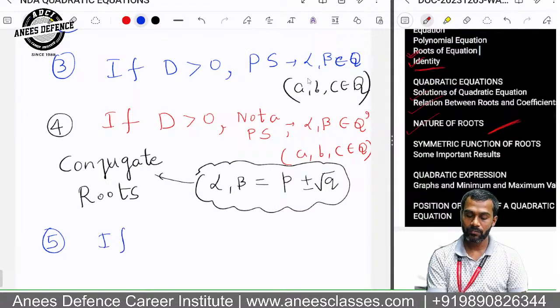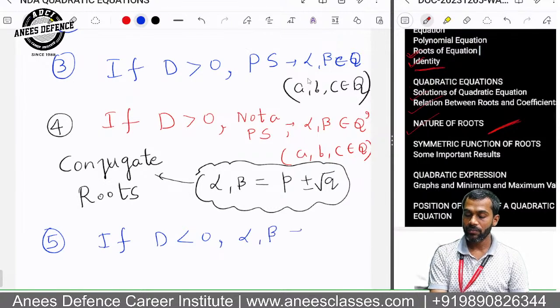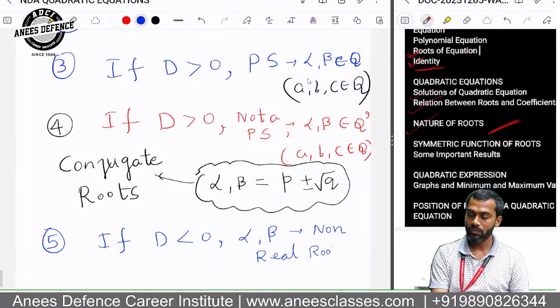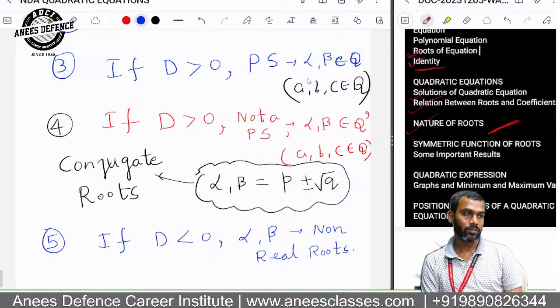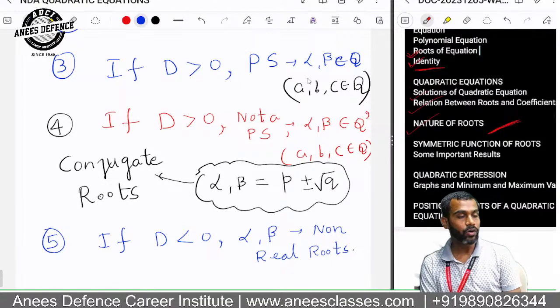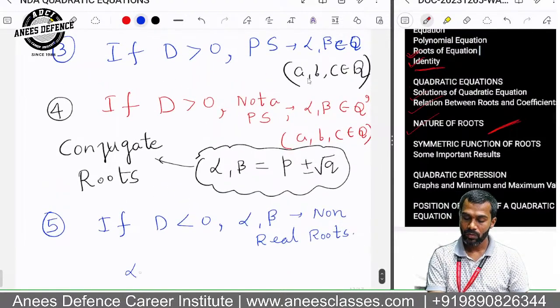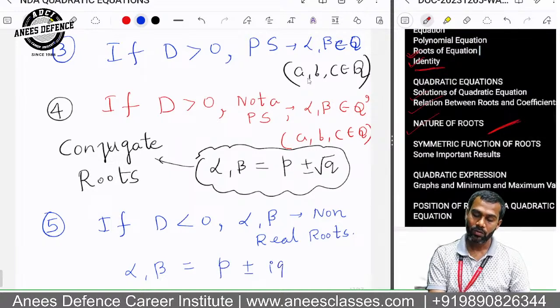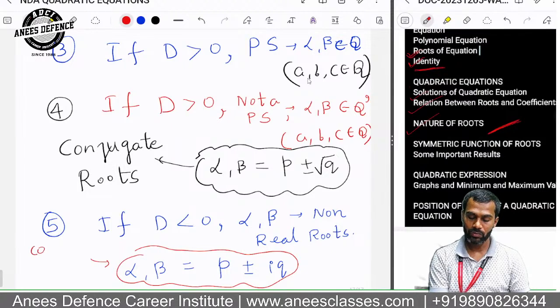If D is less than 0, then alpha and beta will be non-real roots, or non-real complex roots we can say. Yes or no? Now how will their form be? These will also be conjugates. Tell me: p plus minus iota q. These roots will again be conjugate roots.